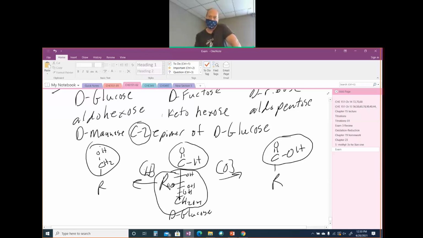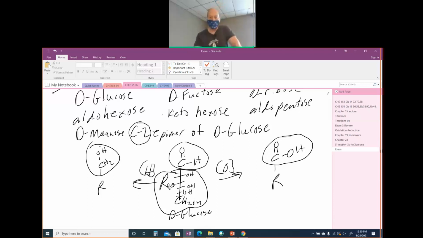Or, of course, you could lose oxygen for a reduction as well. Oxygen, you can gain oxygen, or you can lose hydrogen. Here we gained oxygen. Now this carbon is bonded to two oxygens, and it has been oxidized from an aldehyde to a carboxylic acid.